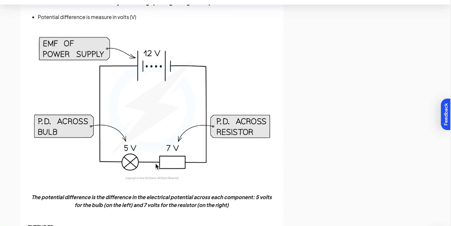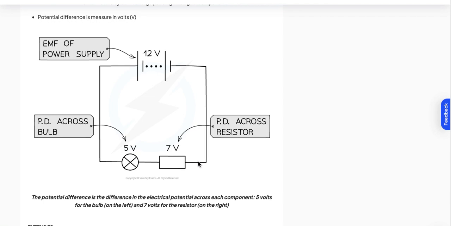If you connect a voltmeter across this resistor, this is the symbol of a resistor, you see that the voltage here is 7 volts. Remember the total must be 12. The total across these two components, or any number of components, must be equal to the total in the power source. So 5 plus 7 has to be 12.